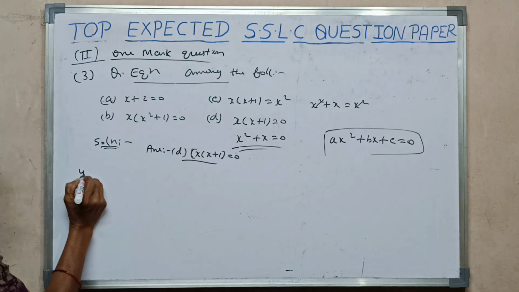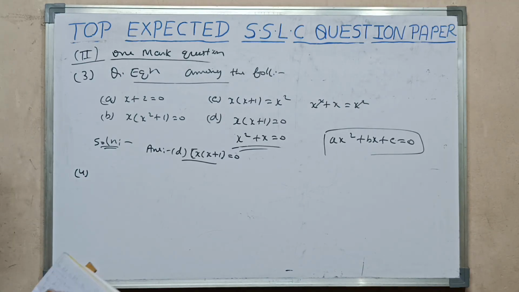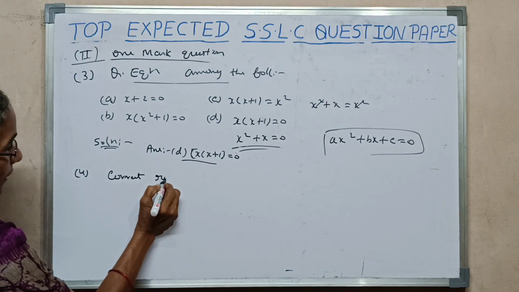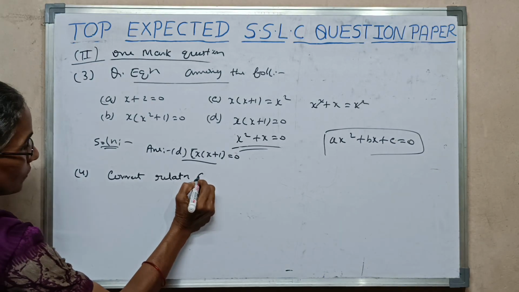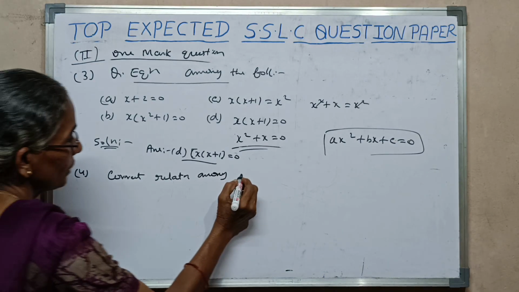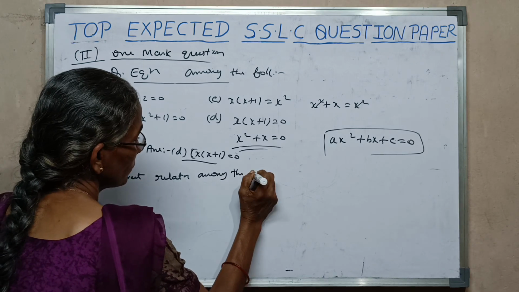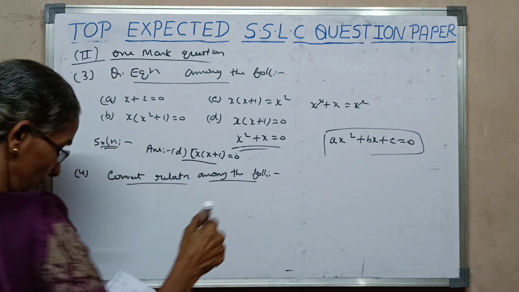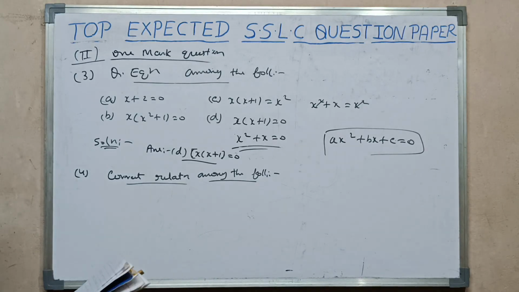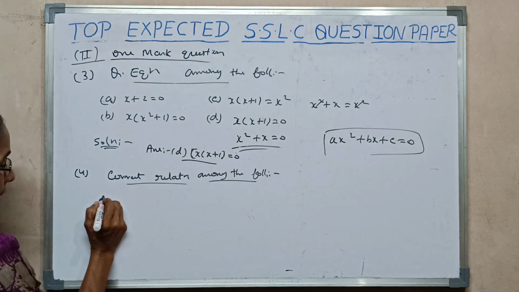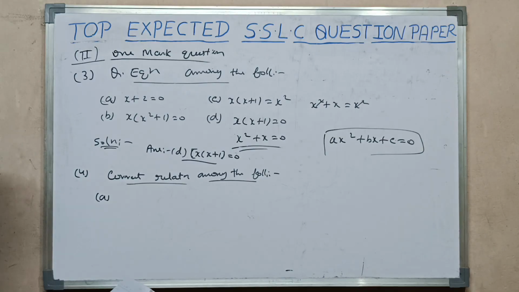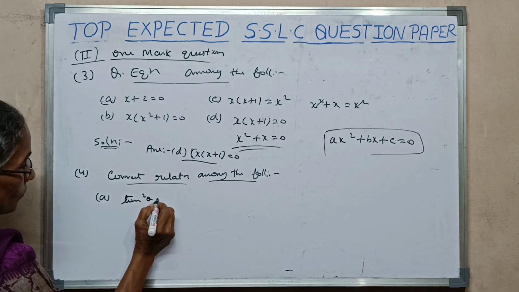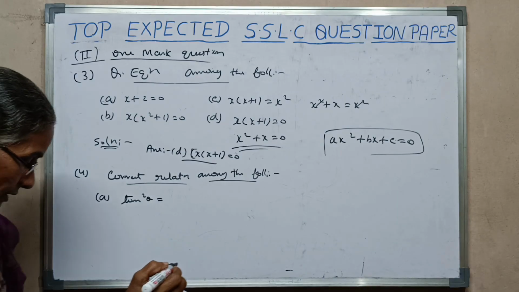Next, fourth question. Correct relation among the following is. Here four options again. First is A: tan square theta equal to 1 plus secant square theta.